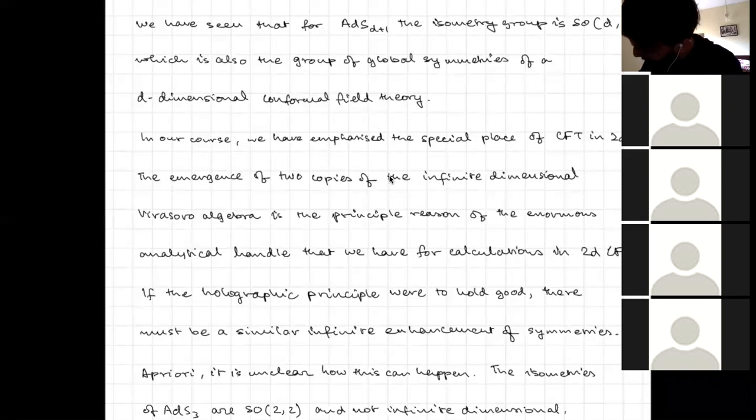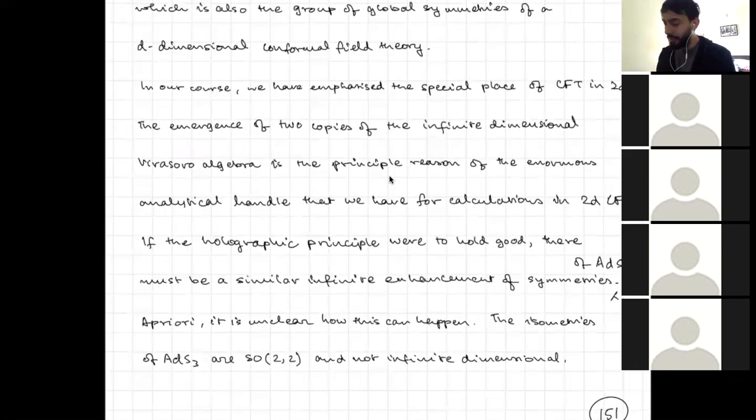I think I have missed some symmetries. Okay, let me just write it out. A priori, it's unclear how this actually happens, because the isometries of AdS3, if you just look at the metric of AdS3 and figure out what the isometries are, you'll see that this is SO(2,2). This is not infinite dimensional. So we have to work a little bit more to try and understand what is going on.